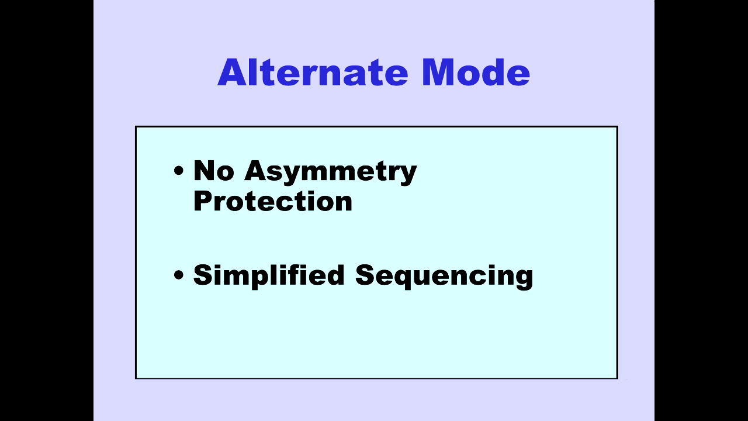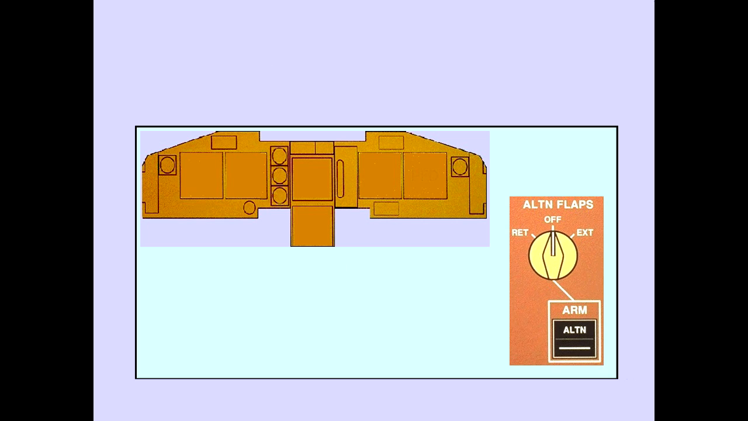The alternate mode provides no asymmetry protection and uses simplified sequencing. The alternate flaps selector and alternate flaps arm switch are located on the center panel.